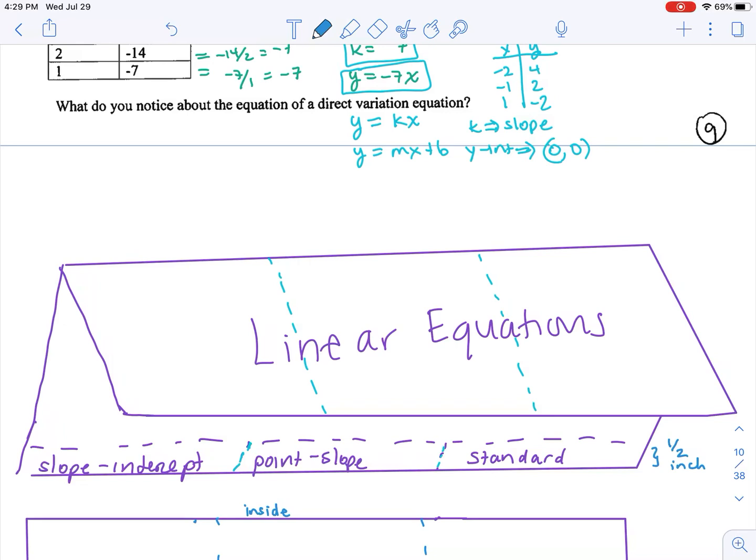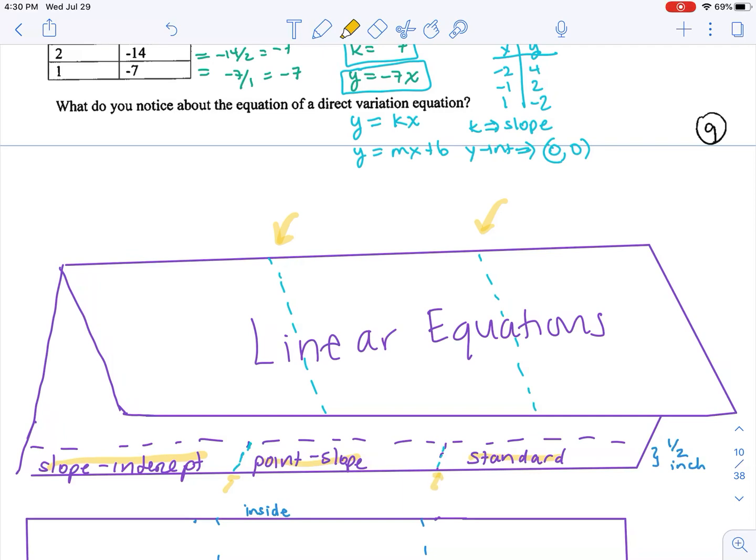So the 3 columns are going to be titled slope-intercept form, point slope, and standard, and we're going to write that on the half inch at the bottom. And then the title of this graphic organizer is going to be called linear equations. The blue dotted lines that you see that I'm drawing arrows towards are just fold lines. So that fold line should correspond to these fold lines at the bottom.